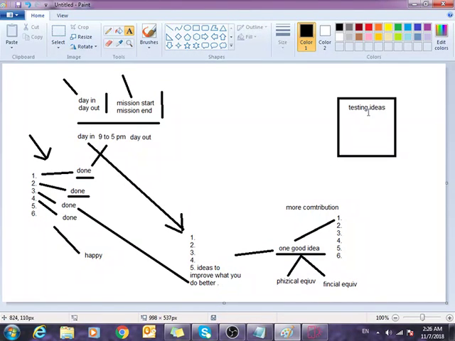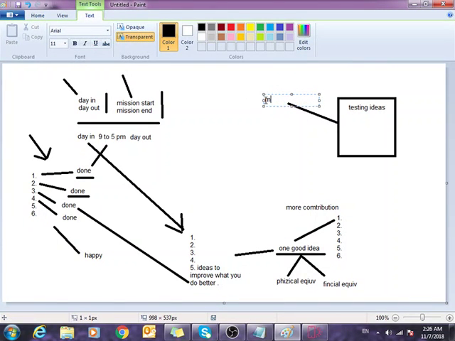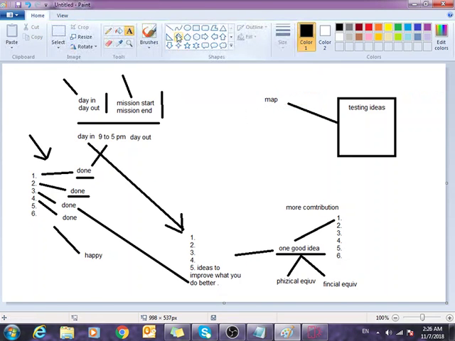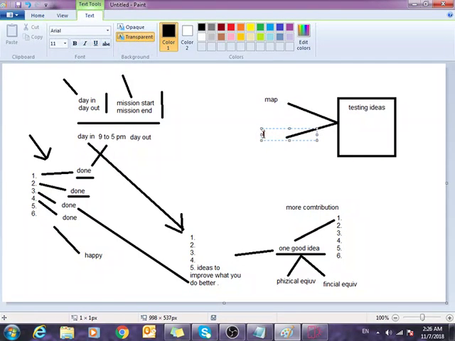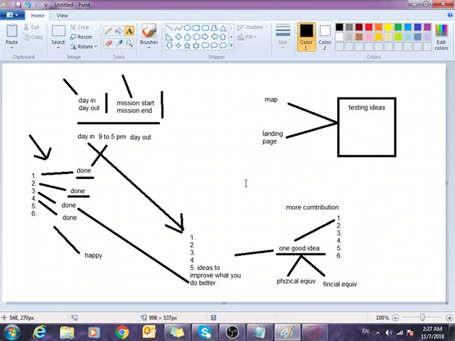If I say testing ideas, I expect that in your mind you will have a map. Your paper, your web page is now a map, and it's a web page. We call it a landing page. Do you see these words? Landing. Do you see land? Now there's a reason that they called it a landing page.